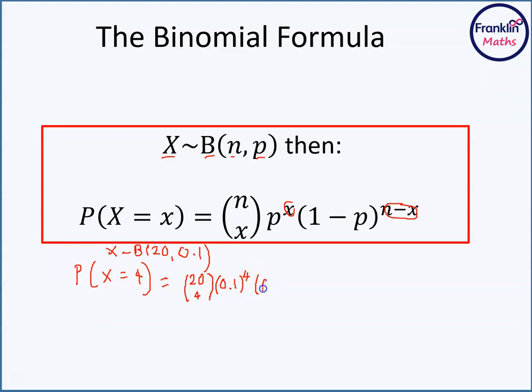Probability of 1 minus p therefore is going to be 0.9, and it's going to be n minus x, that's going to be to the power of 16. Okay, and then I would work that out. I would do 20 choose 4, probably do it on my calculator, unless it specifically asks me to work that out. That's going to be calculator, that's going to be calculator. Okay, so that's the formula. The next slide is going to be working with it.